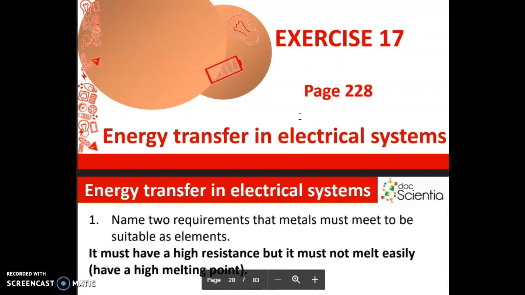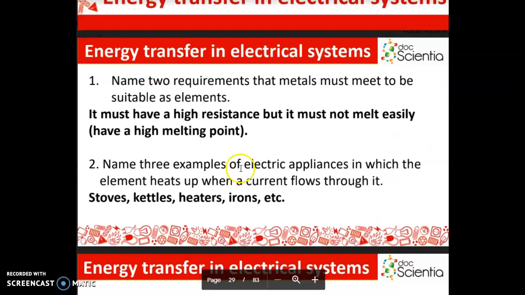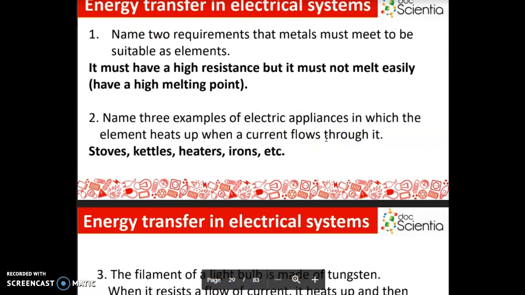Exercise 17. Here we go. Question number 1. Name 2 requirements that metals must meet to be suitable as elements. So not elements like on the periodic table. Elements are the things that warm up in an appliance. It must have a high resistance, but it must not melt easily. So it must have a high melting point as well.